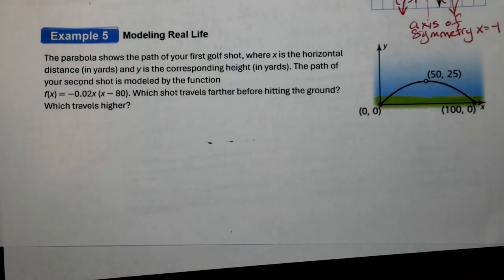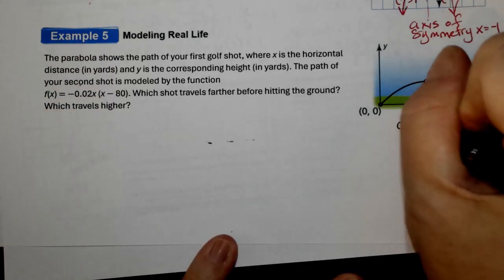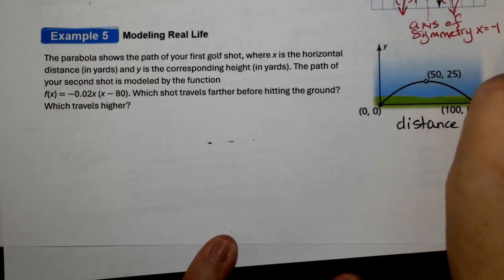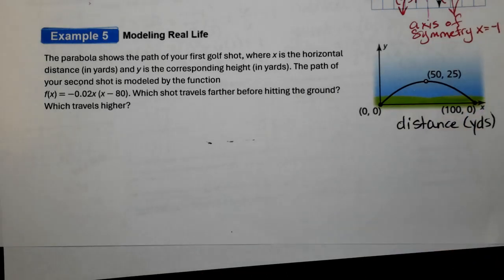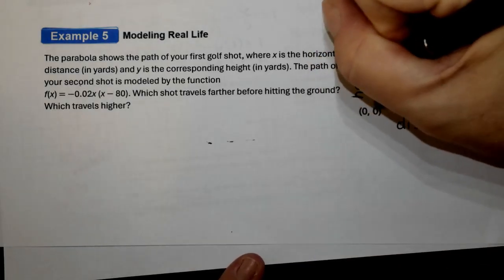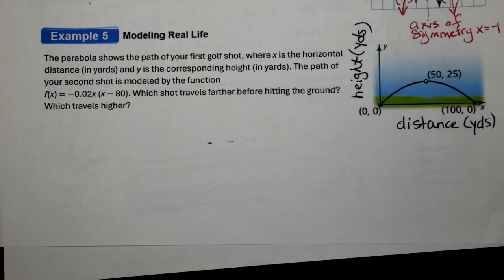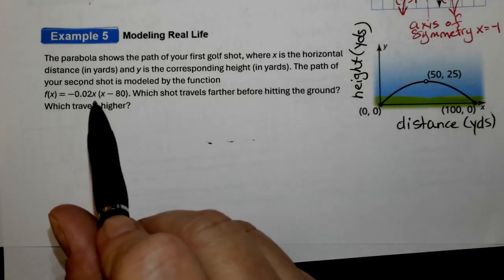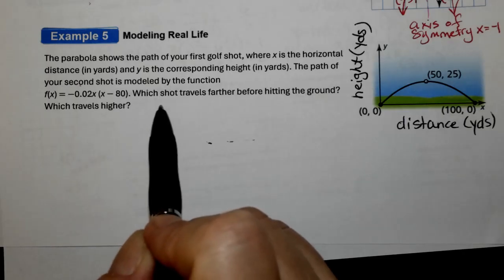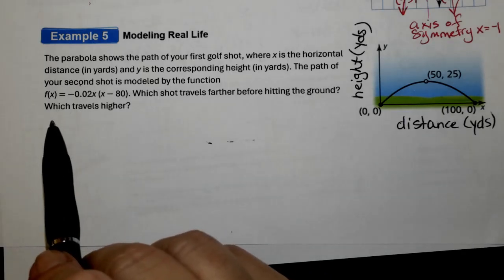All right, so this one says the parabola shows the path of your first golf shot, where x is the horizontal distance in yards. So this is distance in yards. Just want to label that there since they didn't. All right, and then the y is your height in yards. So height in yards. So the path of your second shot is modeled by this function. So they give us an equation for the second shot. We have to answer which shot travels farther before hitting the ground, which travels higher.